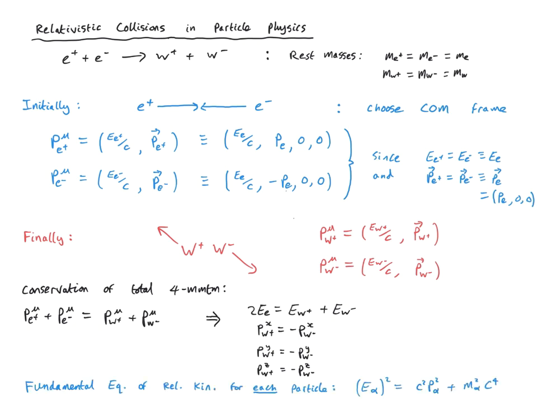The final ingredient is the fundamental equation of relativistic kinematics, which we can apply for each particle separately. So if we consider a particle alpha, which can either be the electron or the positron, or the W plus or minus bosons, we can write that E_α squared is c squared P_α squared, plus M_α squared c to the power of 4. So we can apply this to each of the particles.